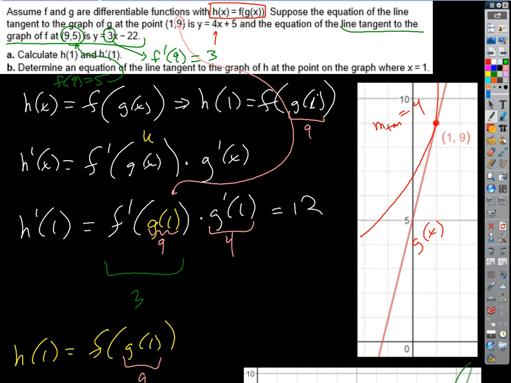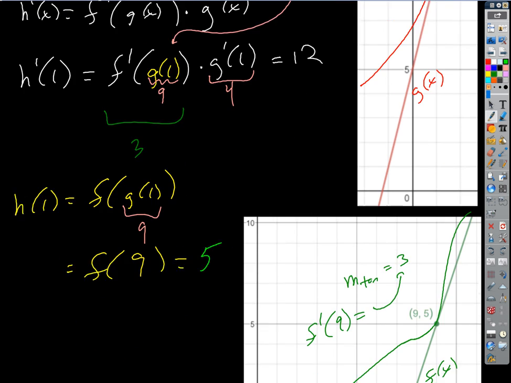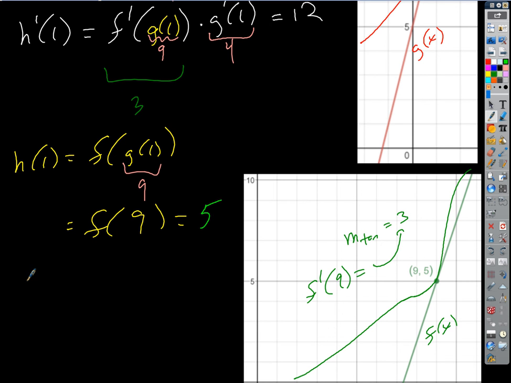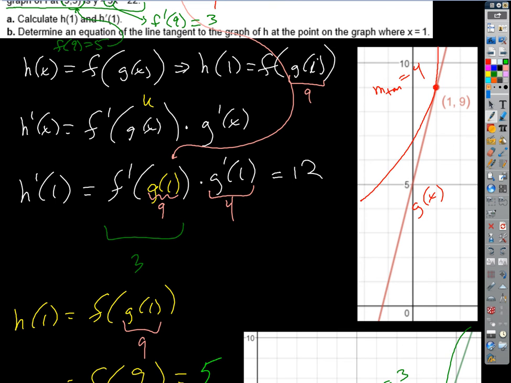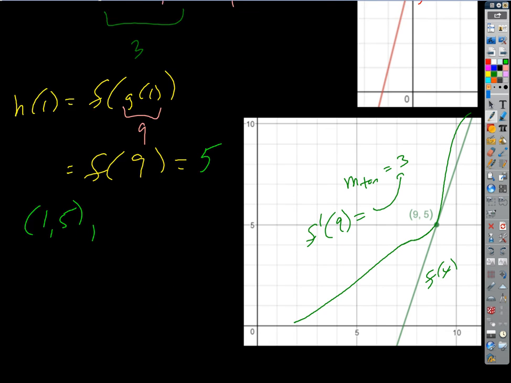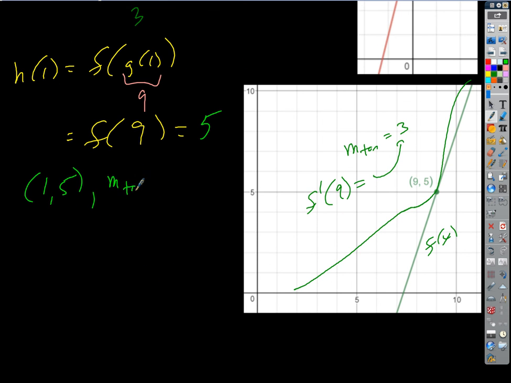And the rest of it, do we want to do the rest of it if we know what the point of tangency is, right? When x is 1, y is 5, right? So we get the point 1, 5. And we know that h prime of 1 we calculated to be 12, so that's the slope of the tangent line. Right, so in order to find that, why do we have to multiply the second thing, the g prime? We're not multiplying. We're evaluating f at g of 1, which is equal to 9. So f of 9 is 5.